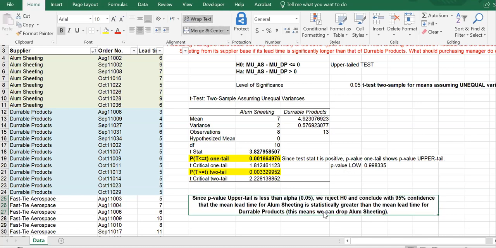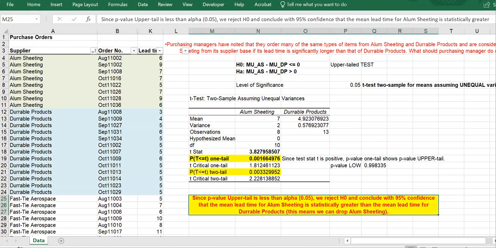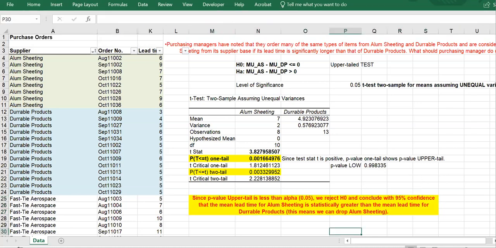All right, so this is the conclusion. And this is how we perform the t-test two-sample, assuming unequal variances, when we're dealing with independent samples and when we are testing for the difference between the population means of two population groups.